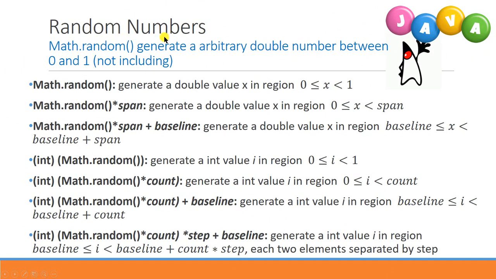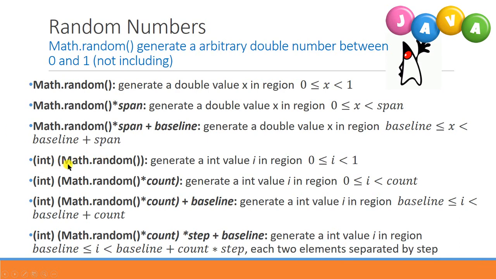So let's summarize the random number that can be generated from Math.random. Basically, Math.random will generate a double value ranging from 0 to 1 but not including 1. And then we can multiply by a span. That span will be the range that x will fall into, but not including the number span. And then we plus a baseline. We move the range from 0 to baseline. And these are continuous domains. After that, we can use the quantizer with int.